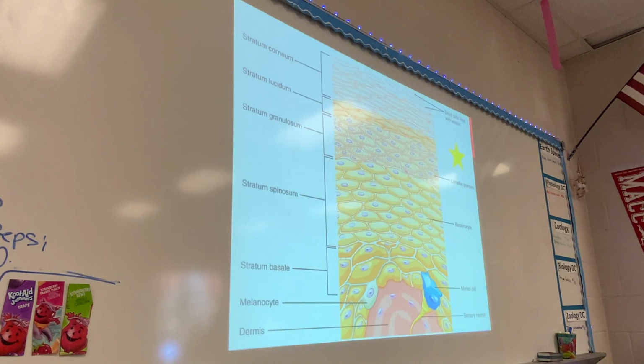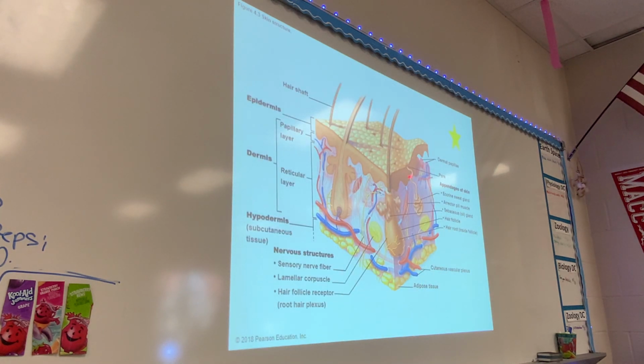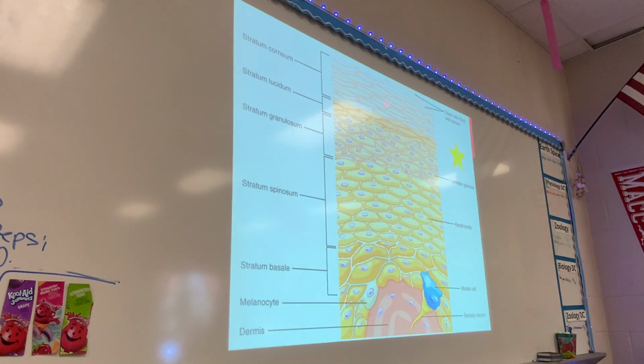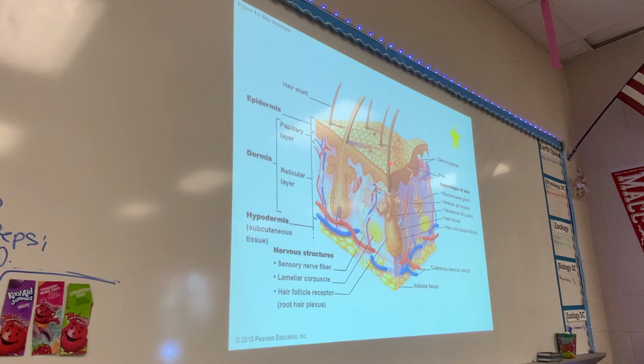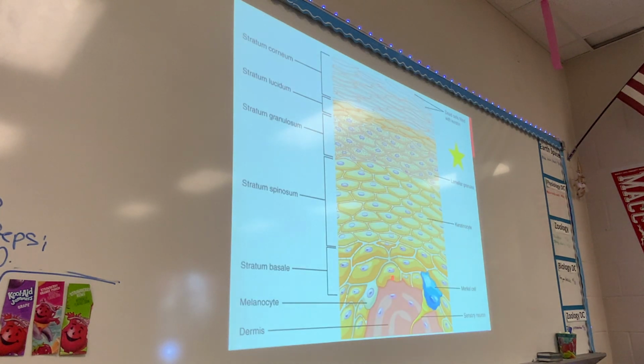So if we go back to this picture here. This is all epidermis right here, just this one layer. Within this one layer, there are 5 layers. And so these are those 5 layers. Here's your basal. This is epidermis, just right here, and within that, we've got these 5. And here's your basal. And then we've got spinosum, granulosum, lucidum, and corneum up top.